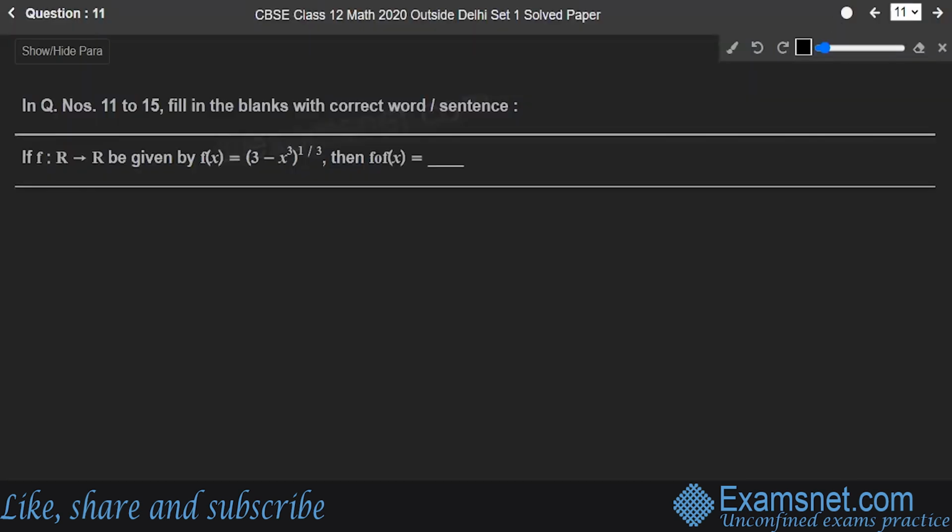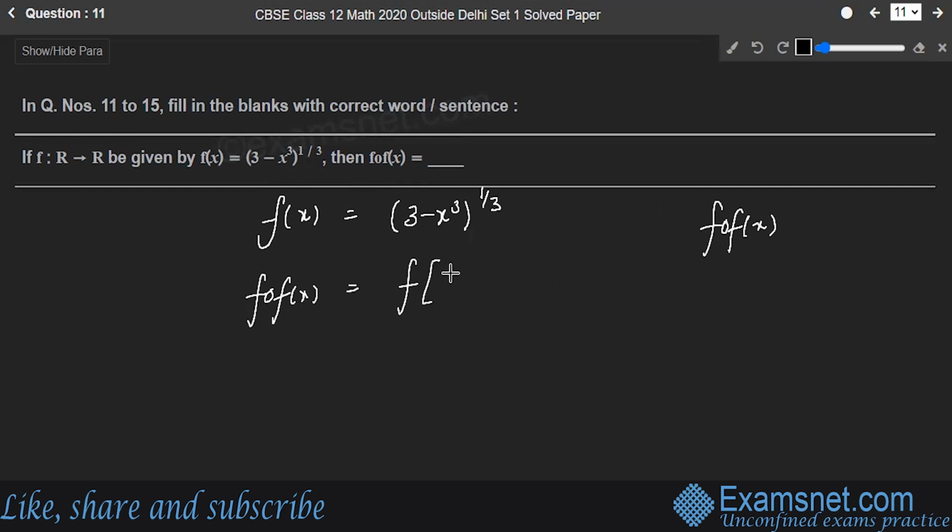Question number 11. From question number 11 to 15, you have to fill in the blanks with the correct answers. So the given question is, f is a function from real to real numbers given by f(x) is equal to (3 minus x cube) raised to power 1 by 3. Then you have to find f of f(x). Okay, so let's write. You have to find out f of f(x), which simply means function of the function f(x). This can be written as 3 minus f(x) raised to power 3, raised to power 1 by 3, right?